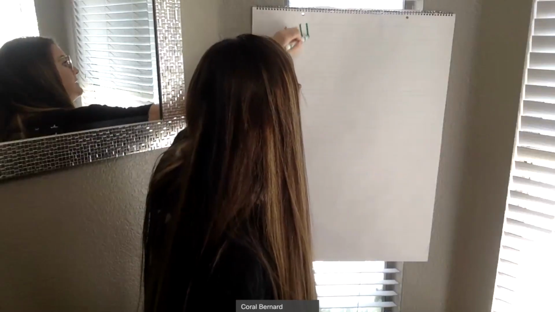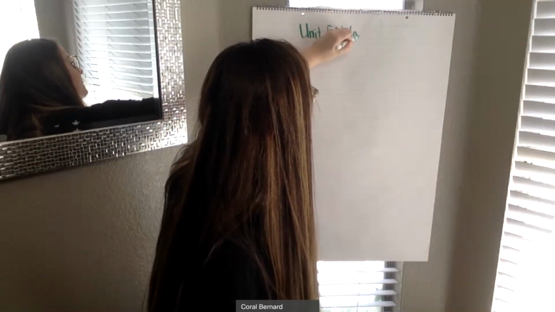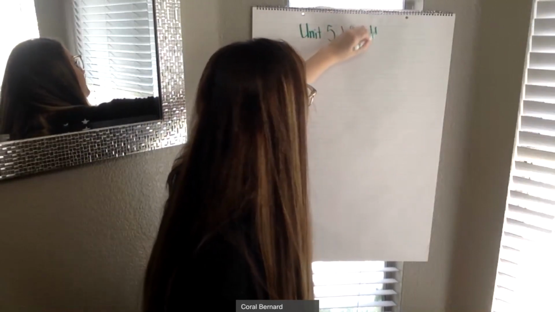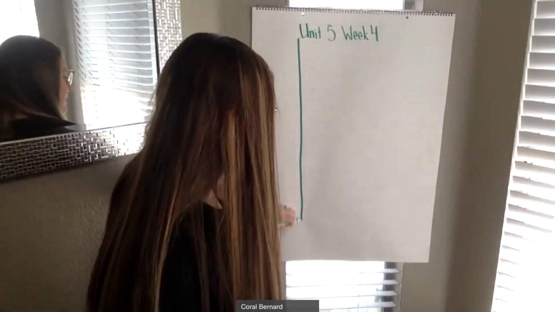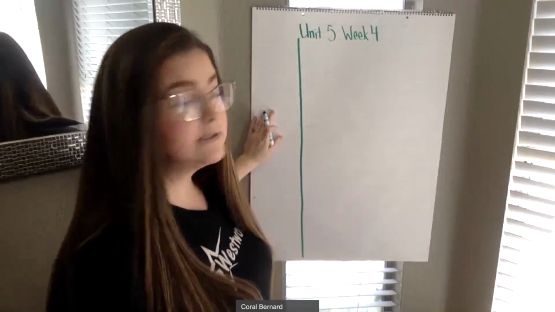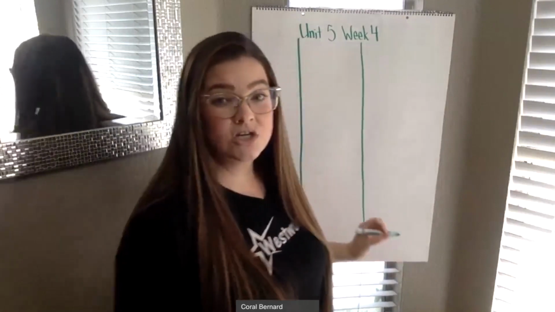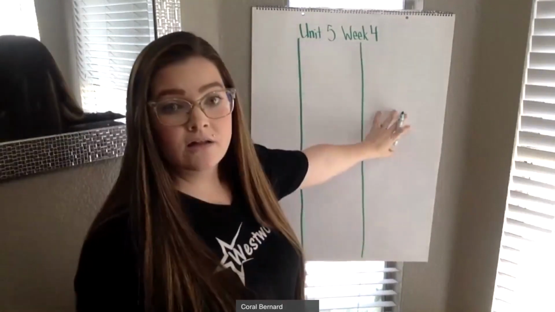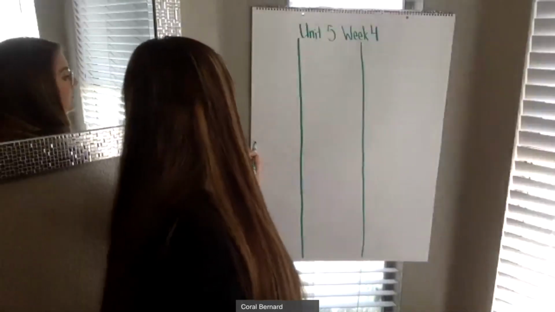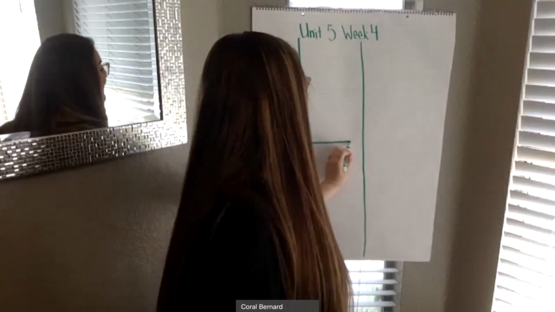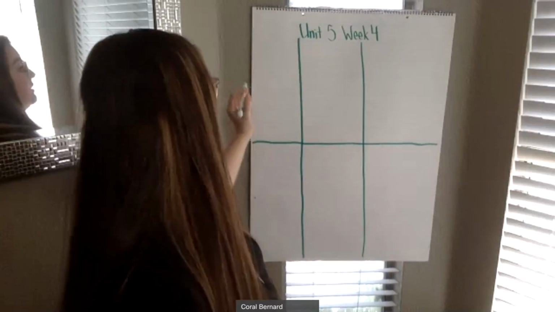We'll write unit 5, week 4, and we've got 3 columns. The first column is so that you can write your vocabulary words. The middle column will be for your quick sketch. And the last column will be for your definition to remember the word, okay? Then you need to have 8 rows so that you have 1 row for each word.